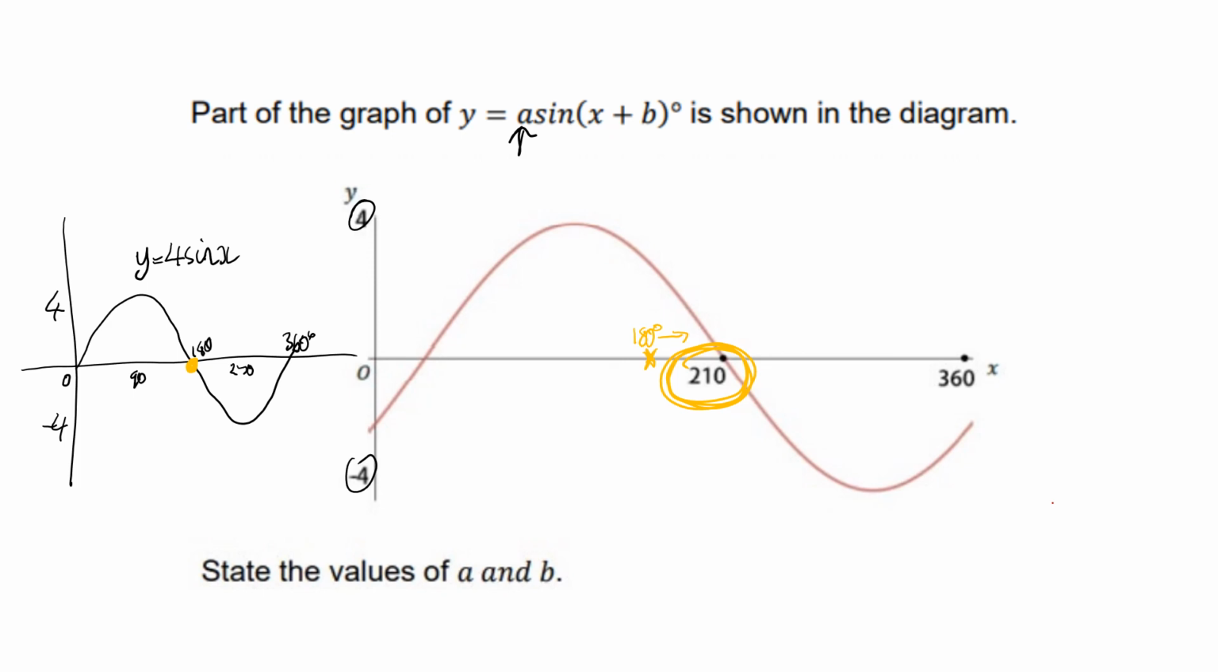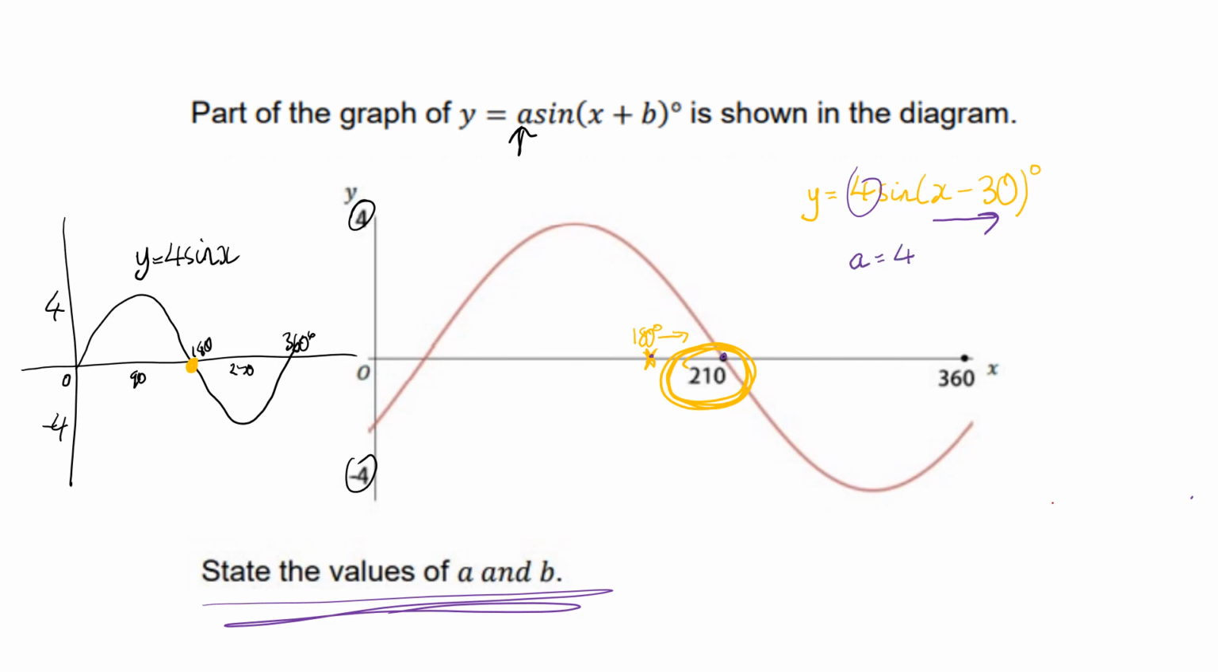So therefore, this should correspond to the graph of y equals 4 sine x minus 30 degrees. It's minus 30 because we've moved to the right. Remember, we do the opposite to what we think, because we expect this point to have been at 180. It goes up to 4 and down to minus 4, that's how we get our 4. One thing that is really important is to state the values of a and b. We need to write down what a equals and what b equals. So in this example, a equals 4 and b equals minus 30.